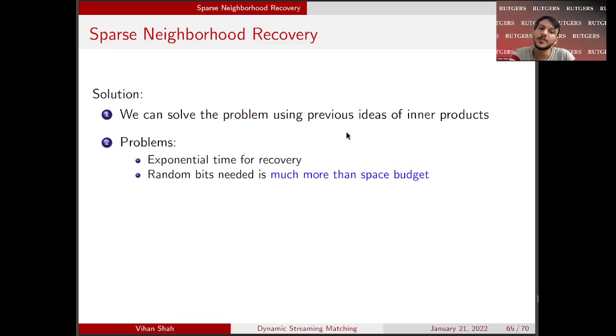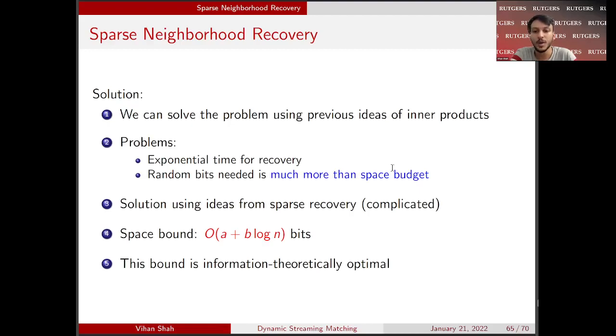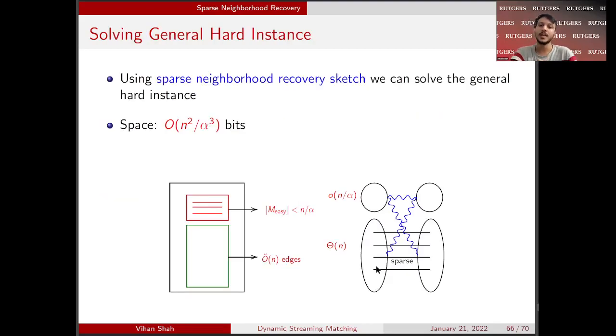So we could use the previous ideas of inner products, but that gives us two problems. One is that you need exponential time for recovery. And the other problem is that the random bits needed is much more than the space budget. So we get rid of these problems using sparse recovery ideas. And it's slightly complicated, so we avoid it in this talk. So the space bound is A plus B log n bits, and this is theoretically optimal, right? So now we've shown how to solve these general hard instances. And the main tool we used is sparse neighborhood recovery sketches. And the space now is n square over alpha cube bits.